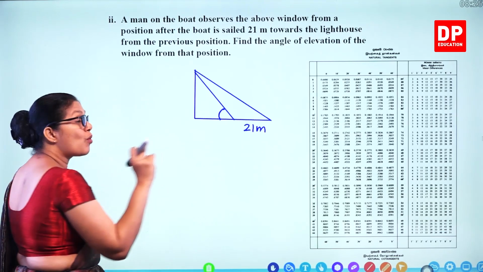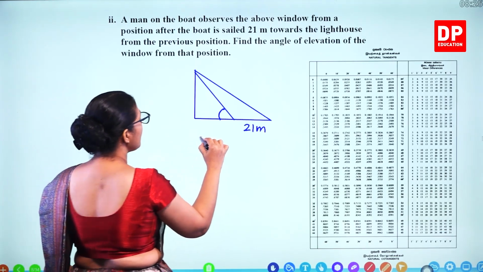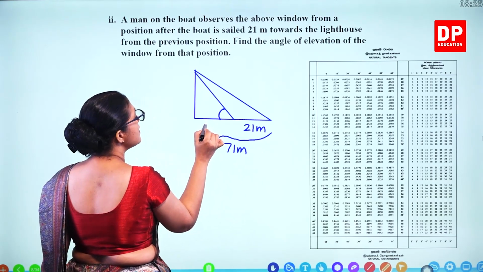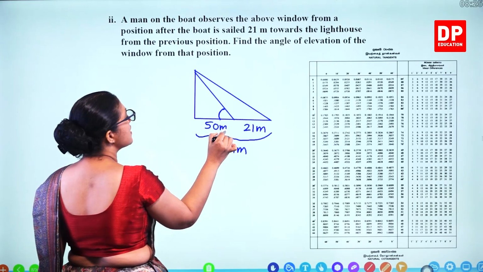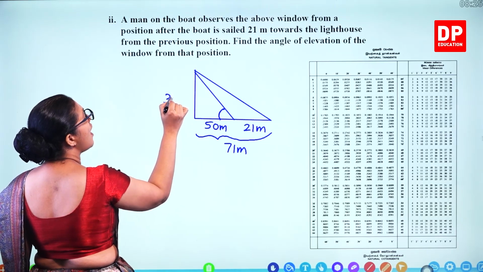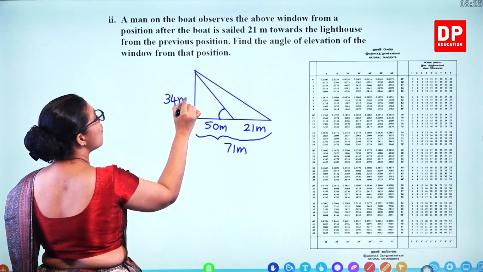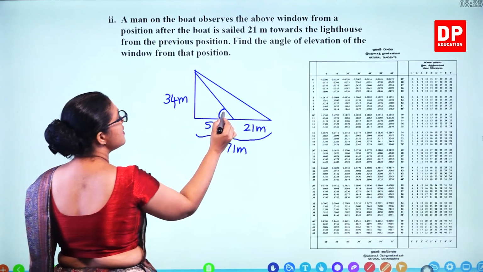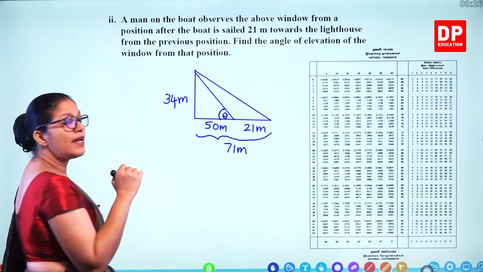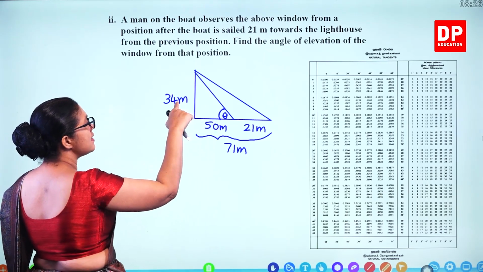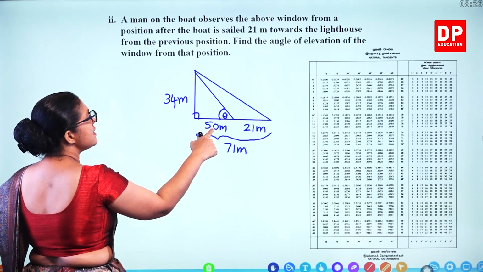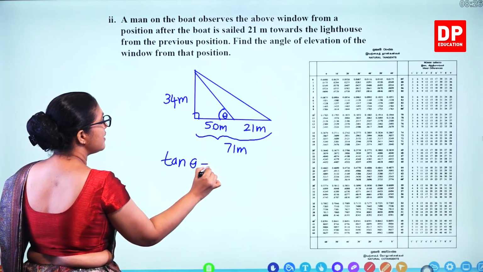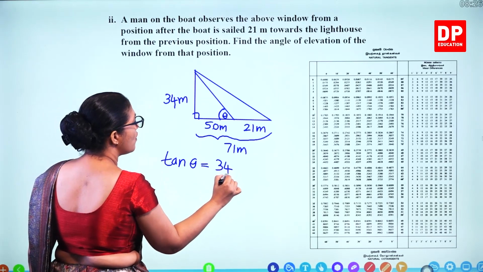Earlier we found the total is 71. This whole thing is 71. So 71 minus 21, this is now 50 meters. And the height of the lighthouse is 34 meters. So we can easily find this angle of elevation. To this angle, this is opposite and this is adjacent. So tan theta is 34 over 50.